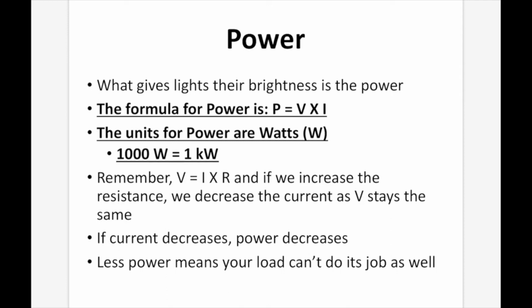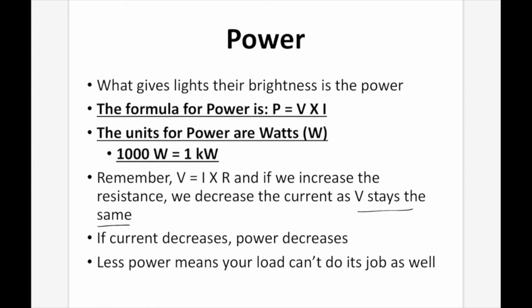Remember that V equals I times R, and if we increase the resistance, we decrease the current as V stays the same. If you think about the voltage that comes out of your walls at home, that voltage is going to stay constant at 120 volts or 240 volts, depending on where you live. So when we do our calculations, that's something we can keep in mind. If current decreases, power decreases.